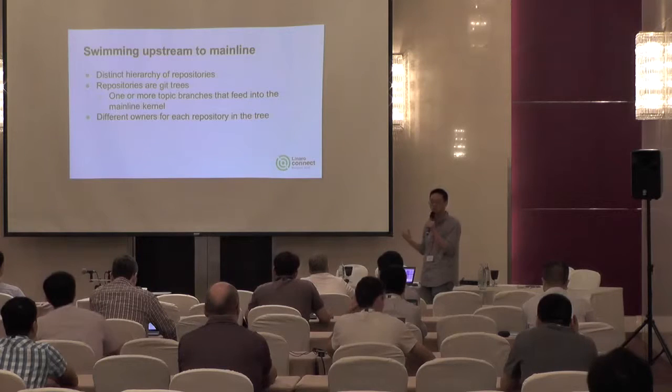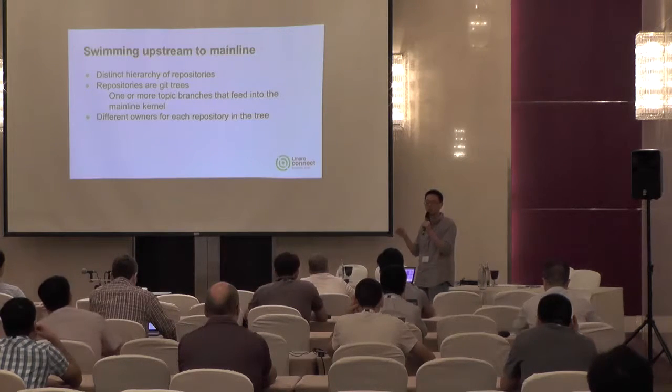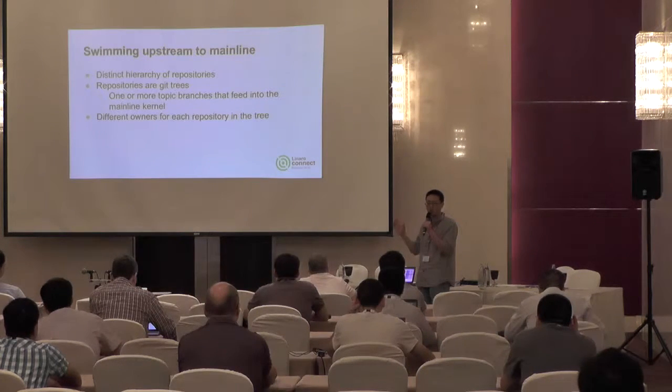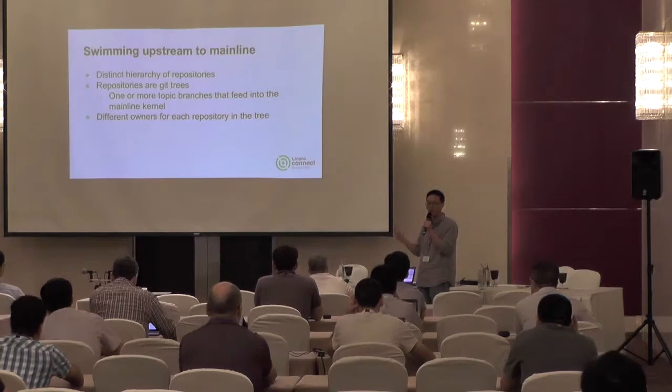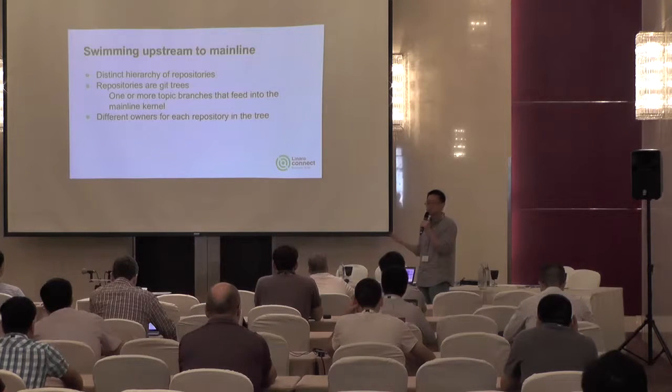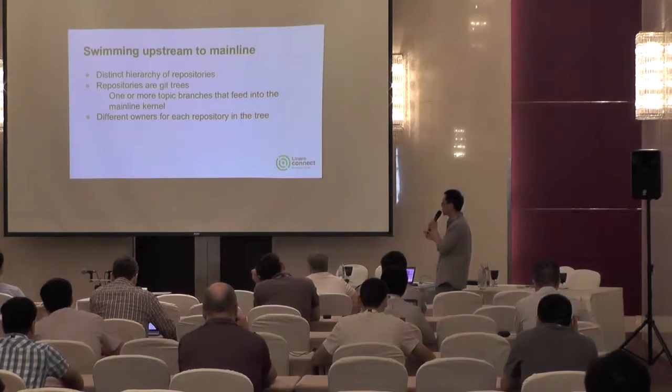For example, for the ARM SoC, if you want to send a pull request to Linux, usually they will send out topic branches, one for the DTS, and maybe another for the SoC related stuff. So in one repository, there may be different branches. And for each repository, the owners are actually quite different.